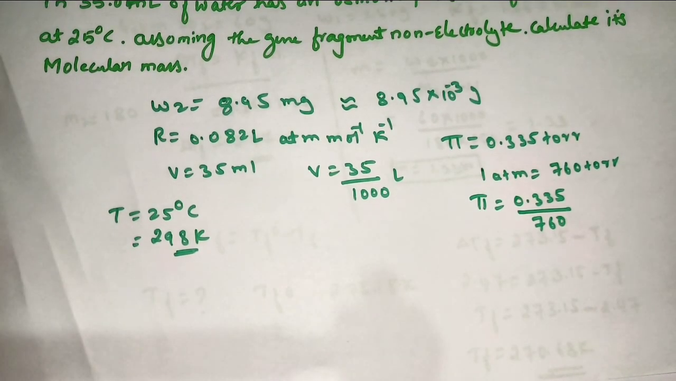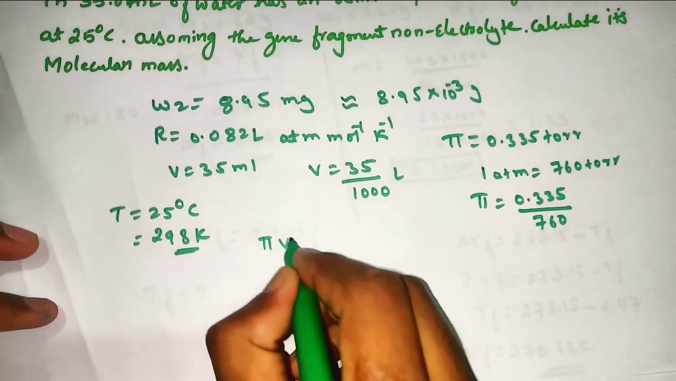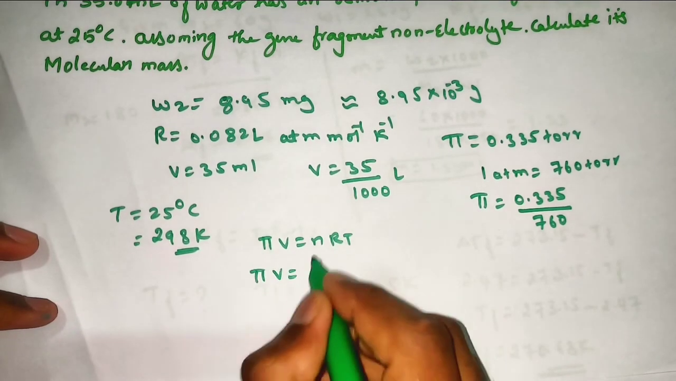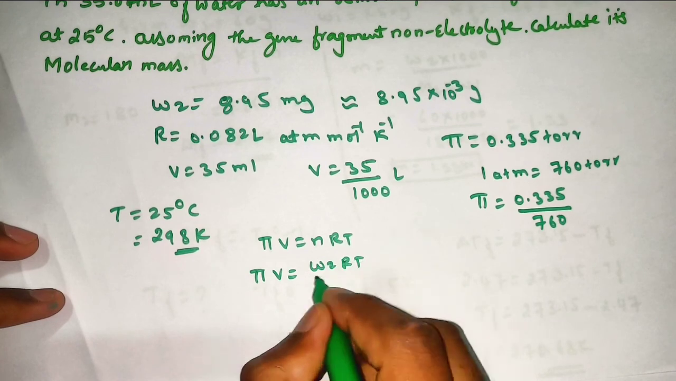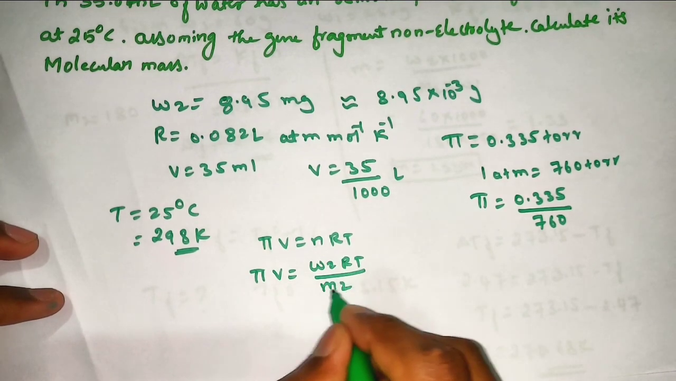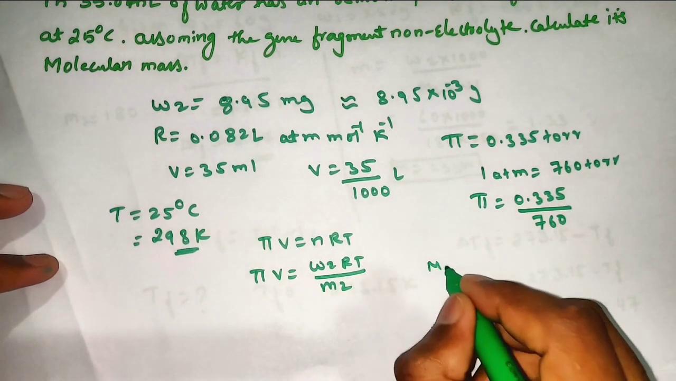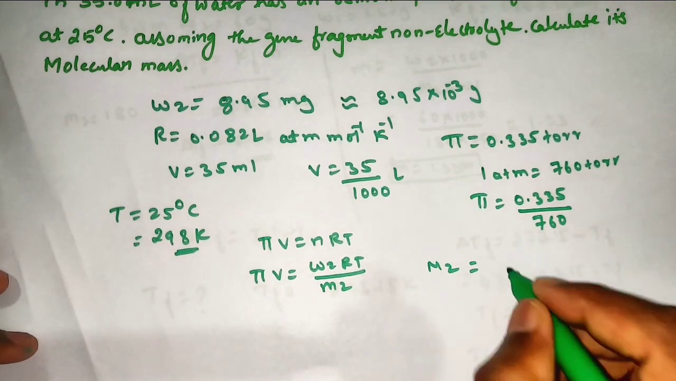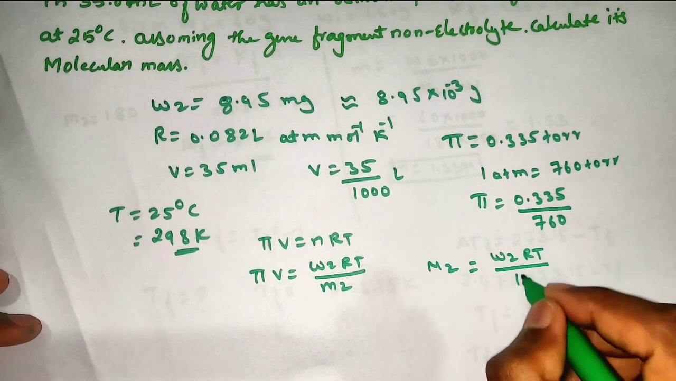And from the osmotic pressure formula I have already discussed, pi V is equal to nRT. This can be written as pi V is equal to given weight upon molecular weight, already I have discussed, M2. So what do we need to find? We need to find out M2, that is the mass of the gene. So molecular mass is equal to W2 RT upon pi V.